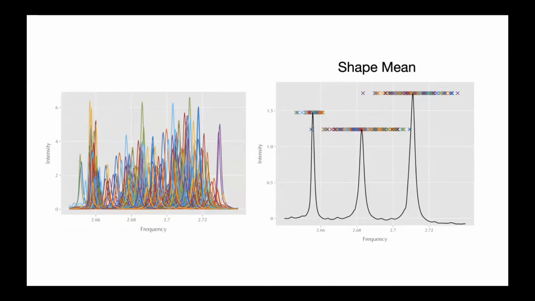And now the X's mark the locations of peaks with respect to the spectra on the left. And we can see that the frequencies of the shape mean's peaks roughly lie in the center with respect to the sample. So not only are we getting a function that has the average intensities of the peaks, we also have the average frequencies as well. And immediately we can see why the shape mean would be a much more appropriate template to be used than the sample mean, which is the conventional template used in registration methods.